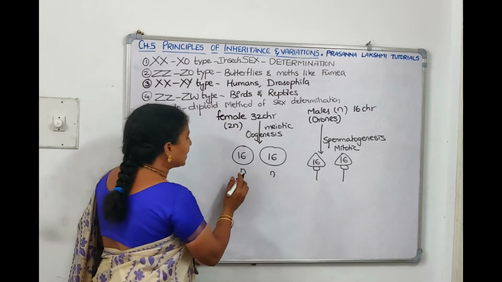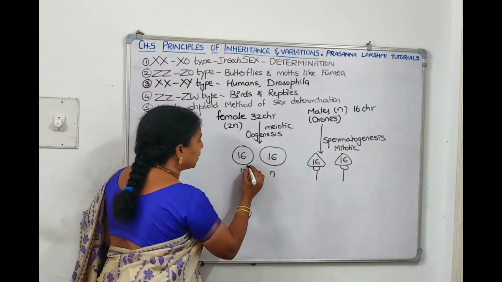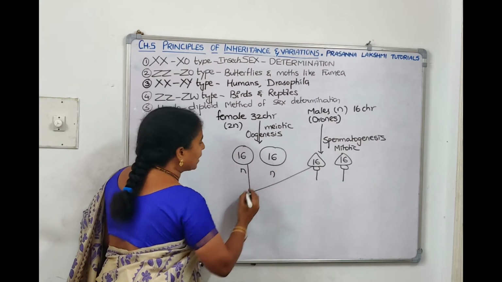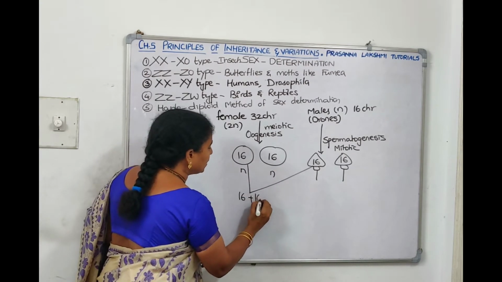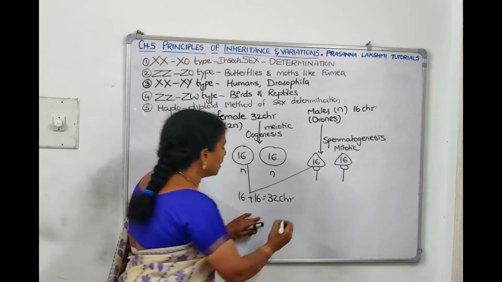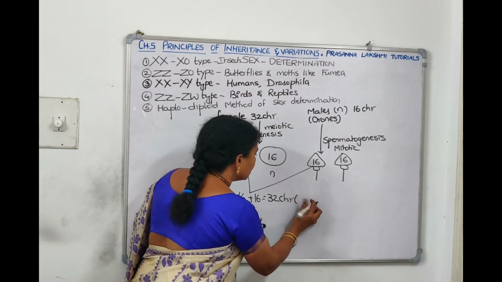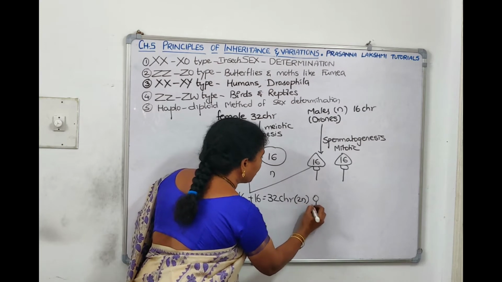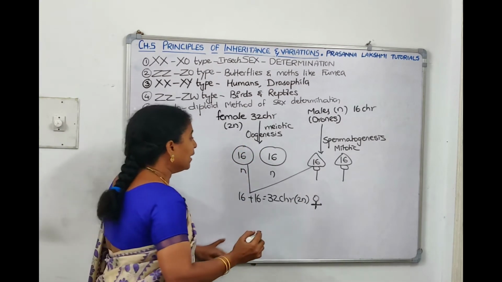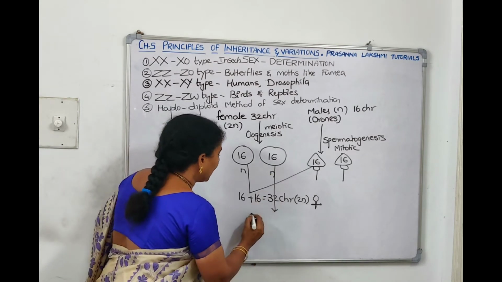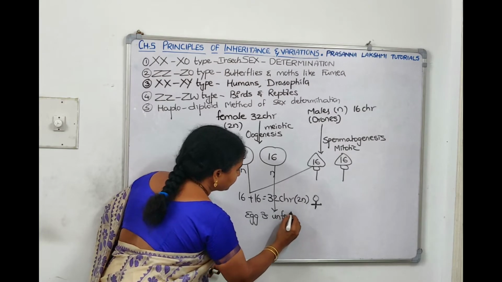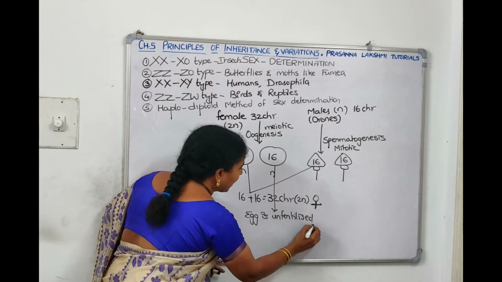Now, if the egg and sperm are fused, 16 plus 16, you will get 32 chromosomes. 32 chromosomes is the diploid number, right? Diploid number means it is female.